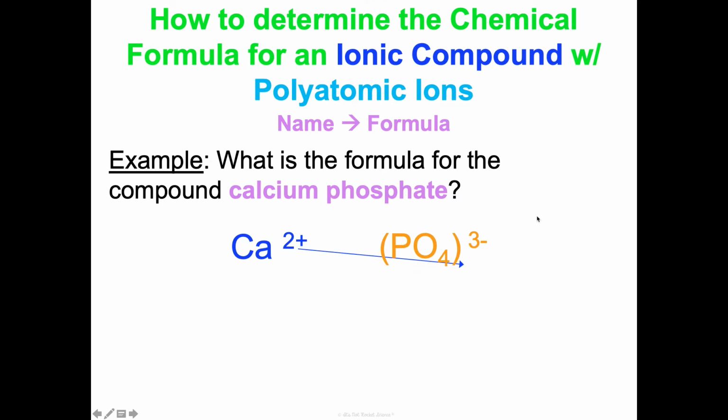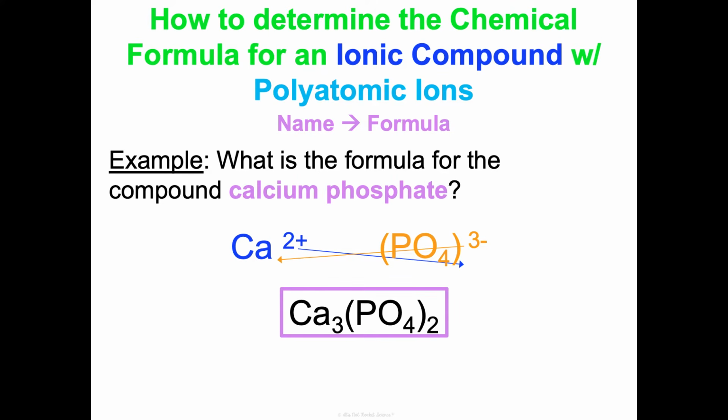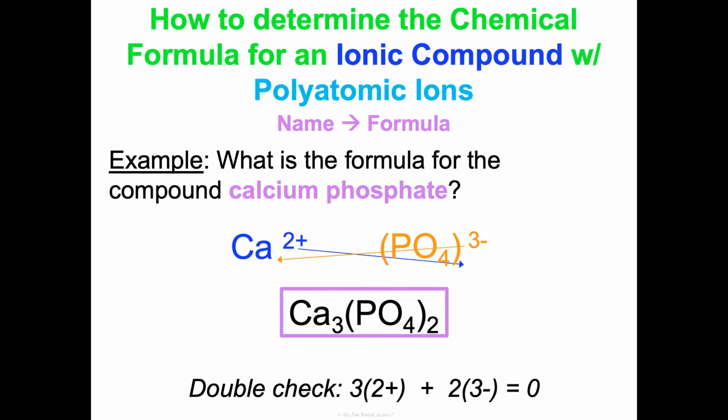So the 2 is going to go to the outside of the parentheses. The 3 is going to go there. We rewrite it. It's calcium 3. And then this whole thing, PO4, that whole thing gets the 2. And again, you can double check. 3 times +2 gives me +6. 2 times -3 gives me -6. +6 and -6 give me 0. And then we meet that rule of 0 charge.